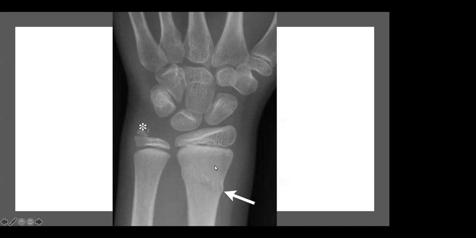If you can see, it's very subtle where there's a defect in the cortex, not at all like how it appears in adults, a completely subtle defect here. So again, just something for you to be aware of when you're tracing the cortex. Really get your eye in and be certain that there's no defect in the cortex. And this asterisk is here because there's actually a fracture of the ulna as well.